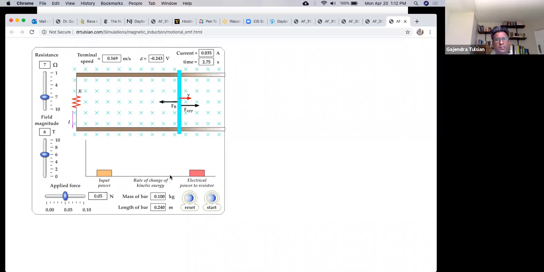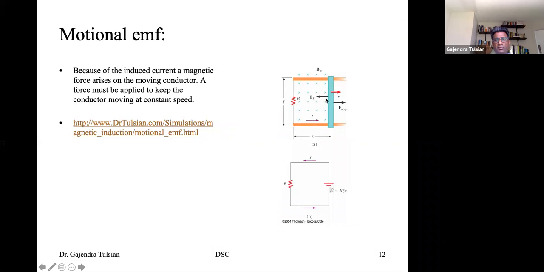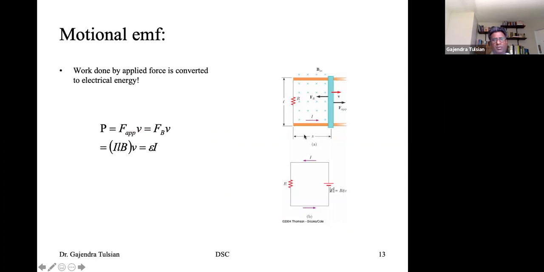All right. So again, what we said was, why did you have to apply the force as soon as the current started flowing? You had this magnetic force to the left, and you had to do work against that magnetic force. So you had to apply this force against the magnetic force. Okay.